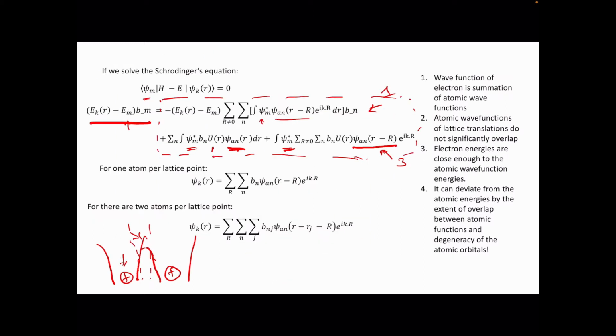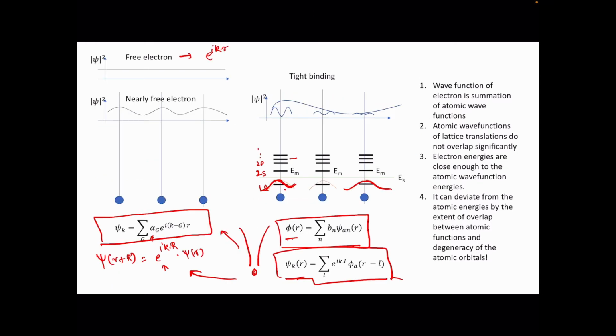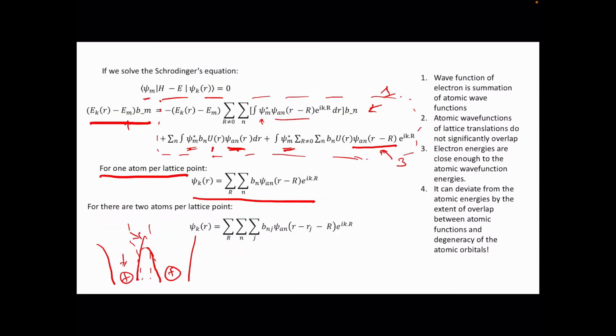So these were the conclusions from the tight binding approximation. If you have one atom per lattice point, the summation is written like this, which is once again carried over from this expression. If you have two atoms per lattice point, you have to have a summation over all lattice vectors R, a summation of several atomic orbitals in each atom, and a summation over how many atoms you have in the unit cell.